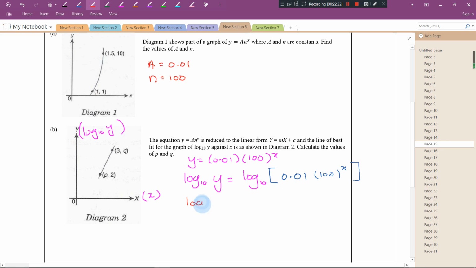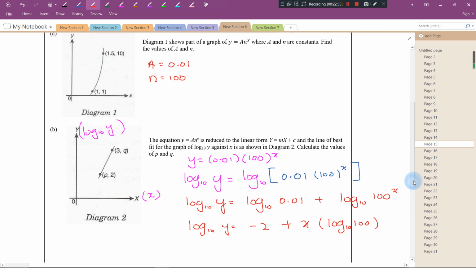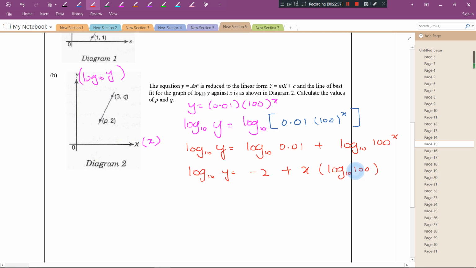So the next thing should be no problem. Same thing, break it become two parts, become plus 0.01 plus, this is 100 raised to the power of x. Okay, so this you can press your calculator, is equal to -2. It's equal to -2, and then the x you can bring it down here, it become, okay, so this is actually equal to 2. Same thing, you can use your calculator to help you.